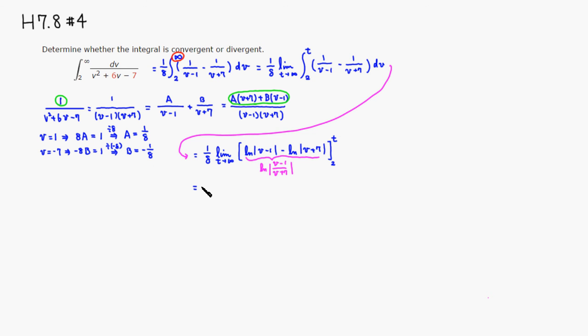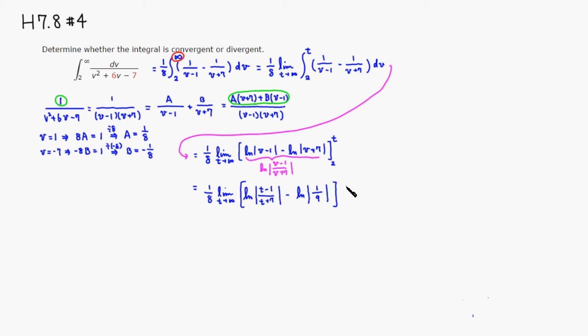Then plug it in. So you have 1/8 and a limit as t approaches infinity of natural log of absolute value, plug in t, so it's t minus 1 over t plus 7, and minus natural log of, plug in 2, so it's 2 minus 1, which is 1, over 2 plus 7, which is 9. So we are taking the limit of this.